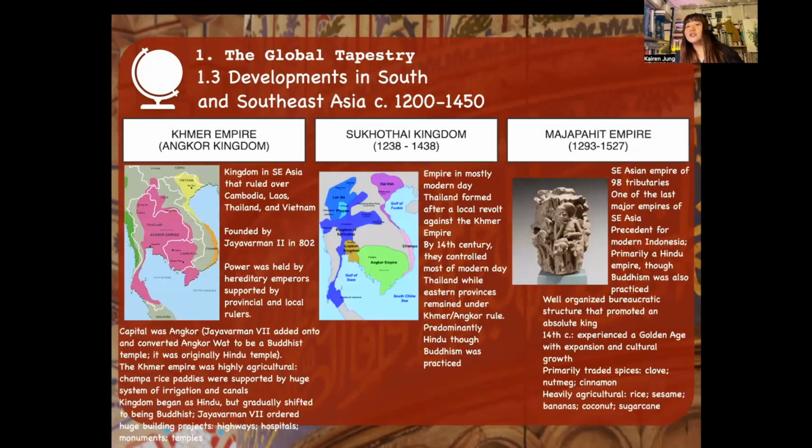Now let's go on to Indochina, which is called so because it's between India and China. The Khmer Empire, also called the Angkor Kingdom, was a kingdom in Southeast Asia that ruled over Cambodia, Laos, Thailand, and Vietnam. It was founded by Jayavarman II in 802. Power was, again, hereditary, as in most cases at this time period.